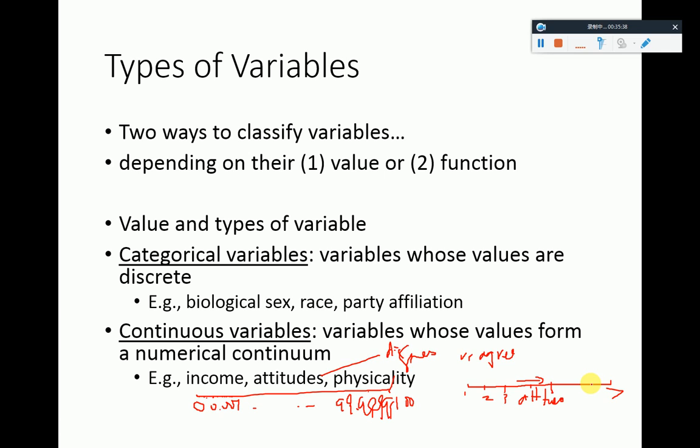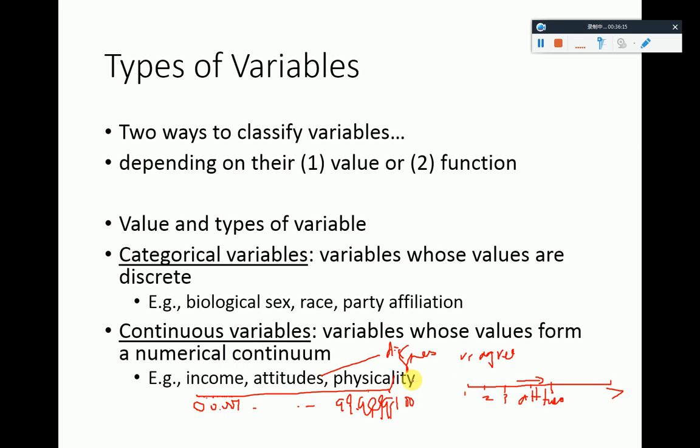So in this sense, scientists think that attitudes can probably be treated as a continuous variable, the way that we treat income, right? There are a lot of debates on this. You don't have to agree with scientists on the way they treat attitudes, but I'm just telling you that it is theoretically possible to think of attitudes as a continuous variable.